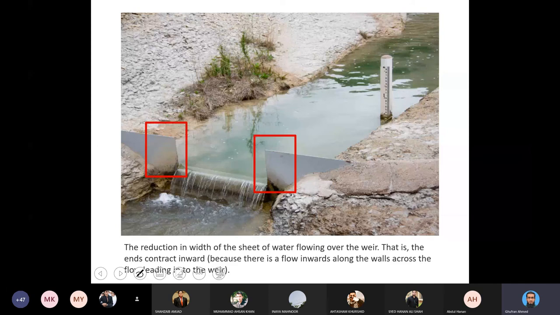Just like you can see an open channel, and there is a weir, or you can say a notch, installed for finding the discharge. So the reduction in the width of the sheet of water flowing over the weir, that is the ends contract inward, because there is a flow inwards along the walls across the flow leading into the weir. अब यहाँ से भी जितना पानी है उसने move करके इधर ही आना है. ऐसा ही है. When we have a very high velocity of water, then the shape would be like this. So अगर velocity बहुत कम होगी तो फिर effect of end contraction is very minimum.